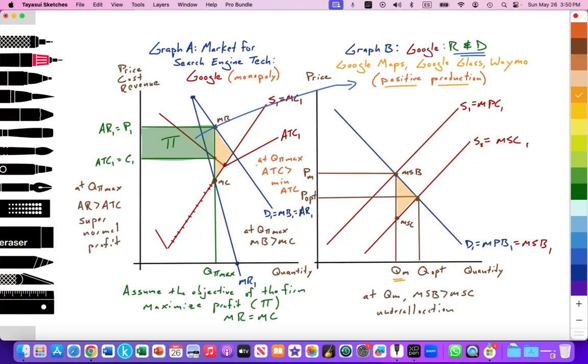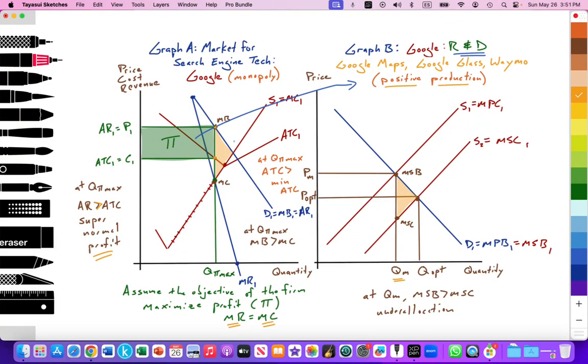We're going to assume that the objective of the firm is to maximize profit, so they'll produce where MR equals MC. That sets output at quantity profit max, and at that quantity, the firm will price according to demand, setting a price of P1 equal to average revenue, and the cost on average is labeled C1, or average total cost at that point. We can see that at quantity profit max, average revenue is greater than average total cost, so the firm is generating supernormal profit.